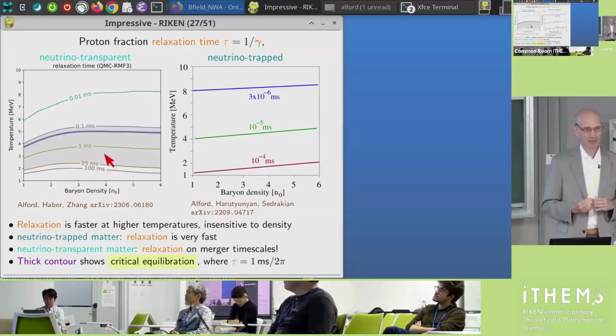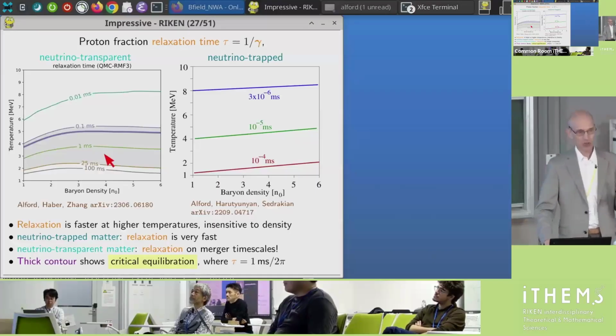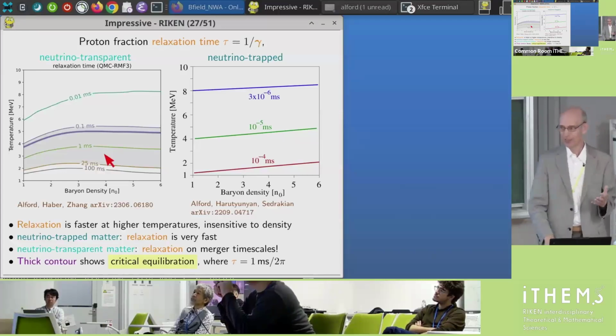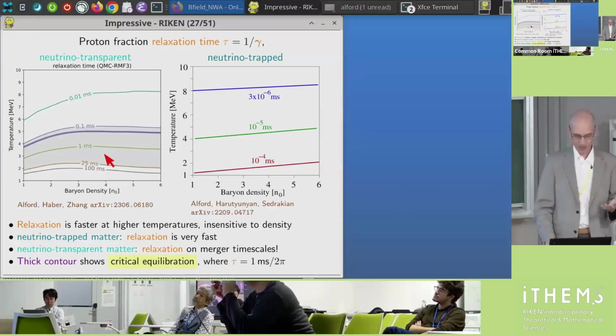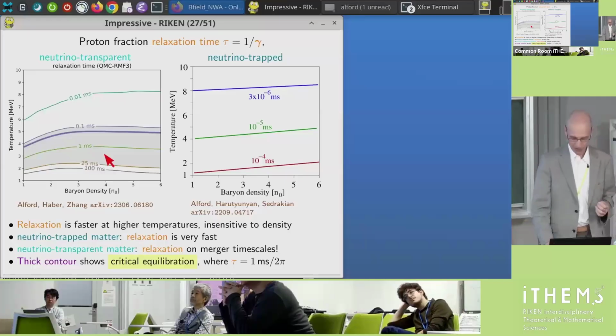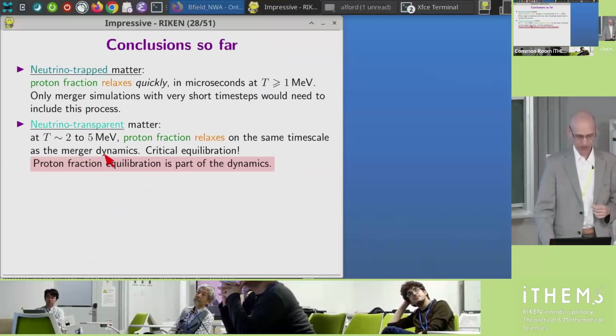I'm going to carry on. Okay. All right. So there is critical equilibration. So now I feel justified in going on and exploring some of the physical consequences of there being a critical equilibration of the proton fraction happening in neutron star mergers, at least, and actually, I think also in individual stars under the right conditions. So here we go.